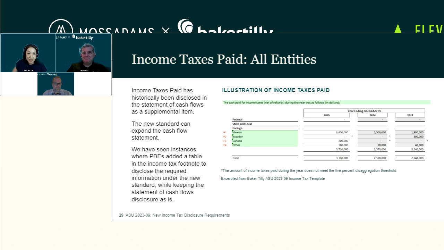So we're gonna look at the income taxes paid table. As I mentioned at the beginning of the presentation, this was a one-line item in the statement of cash flows. This expands the disclosures. What I've seen in early adopters' footnotes is that some entities added this table to the income tax footnote, keeping the statement of cash flows intact. But we also think expanding the statement of cash flows disclosure will meet the requirement.